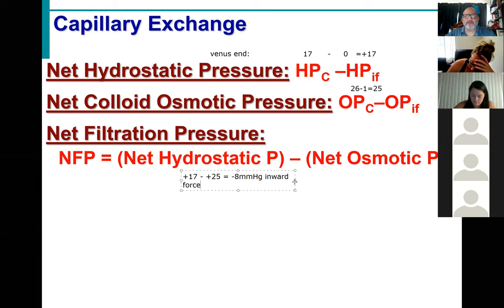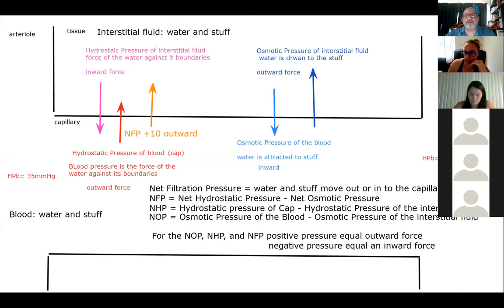So notice at the venous end of our capillary, we have a net filtration pressure of minus 8, which is an inward force, which means that at the venous end, we have water, waste, chemical signals, hormones, all these types of things moving into the capillary. Notice, as we talked about, it truly is an exchange of material. At the arterial end, water and substances leave, and at the venous end, water and substances enter into the capillary. So it truly is an exchange of materials.